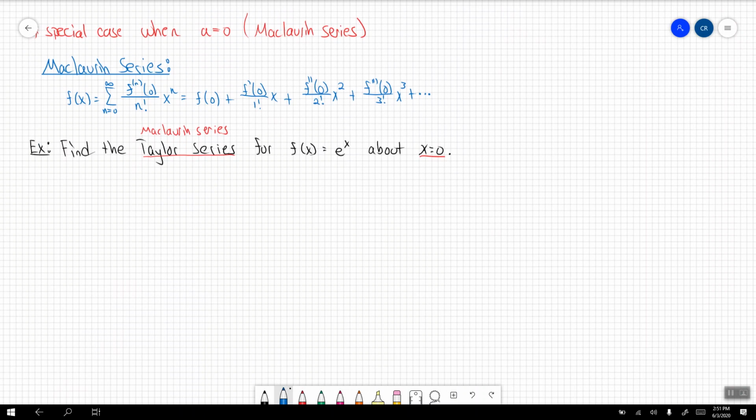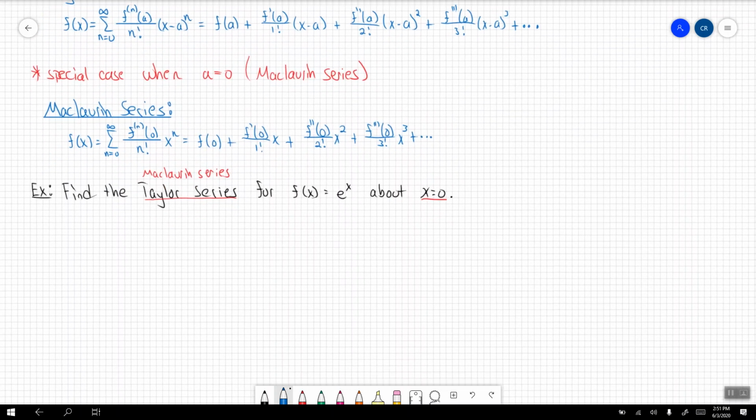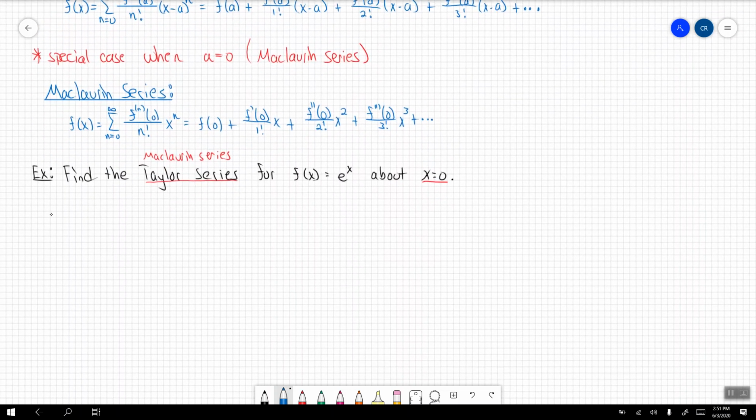In order to proceed, I'm going to need a few derivatives to start analyzing this function. The function here is e to the power of x. So my derivative, f prime, is itself. F double prime is itself once again. F triple prime, you guessed it, is itself again. That's the nice thing about e to the power of x.